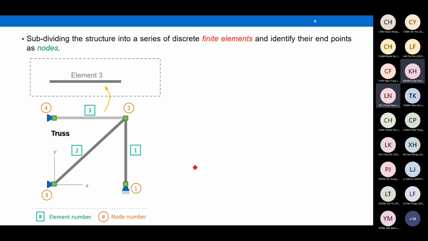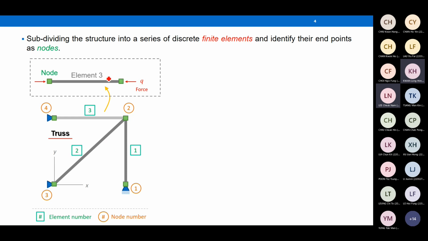As mentioned, we can decompose our whole structure into different tiny elements. Here, I isolated element 3. Element 3 is a truss member with two nodes. Truss means it is an axially loaded member, which has axial force only: no bending moment, no shear force. A truss element is only under axial force. It can be in tension or in compression. Although I put down compression here, it can be in tension. The direction of the arrow is for illustration only.